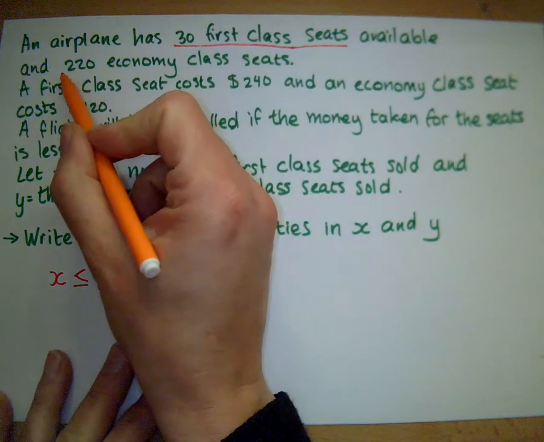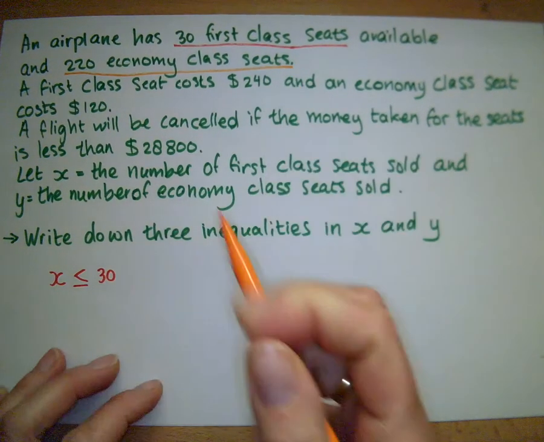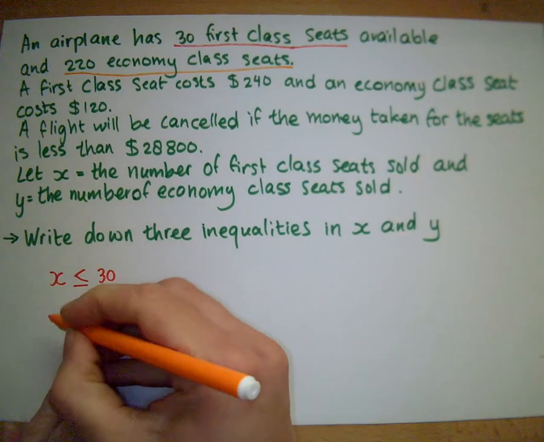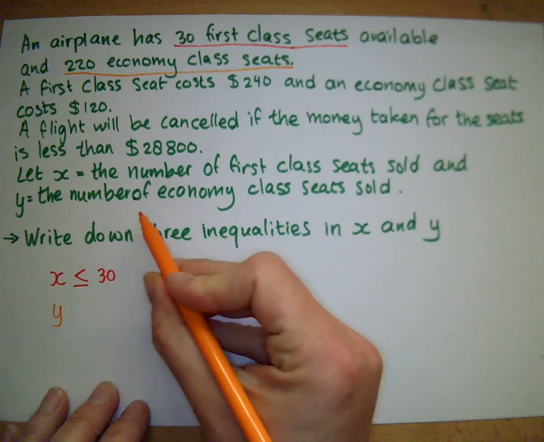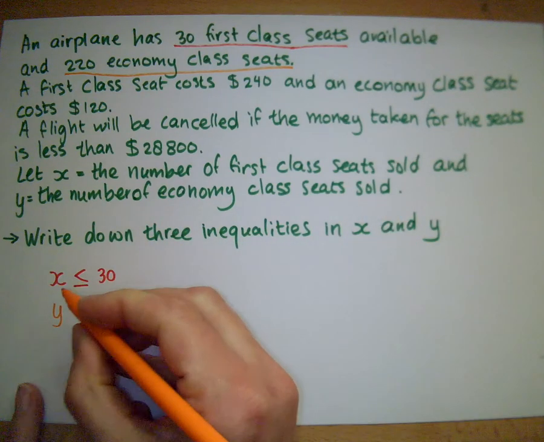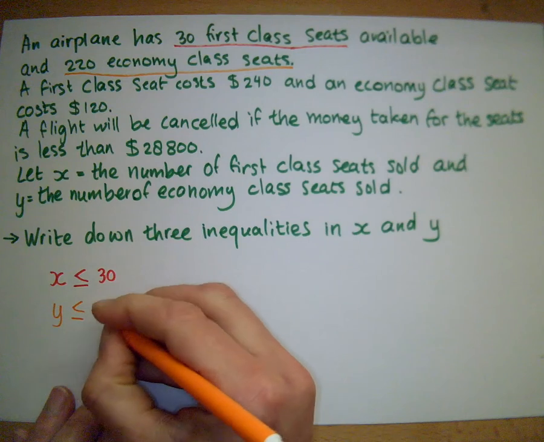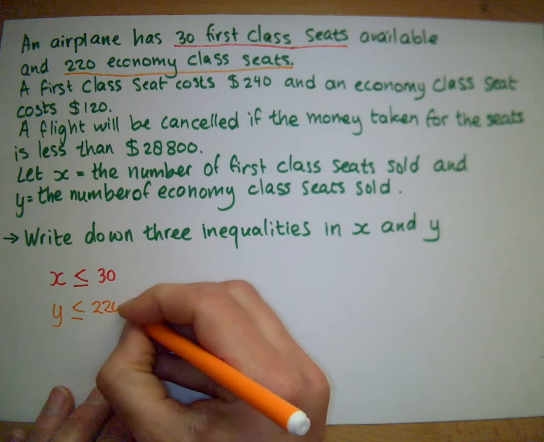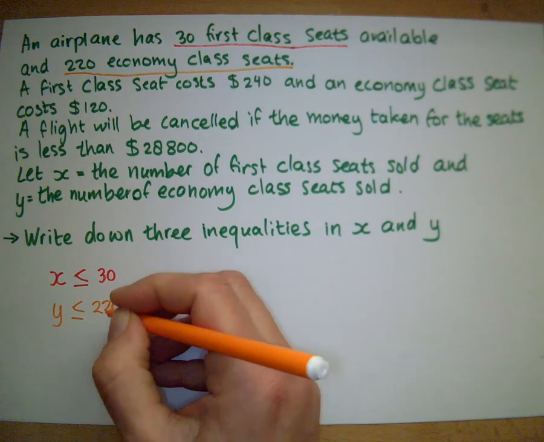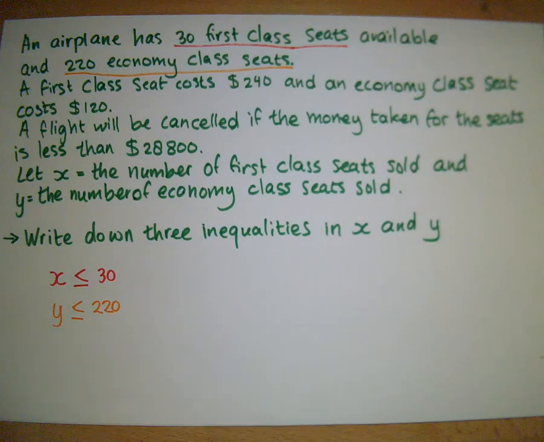Same for economy class seats. There's 220 available, so the number of economy class seats that we sell has to stay below 220, or equal to 220 if we sell all of them. There we go. Then we need a third one.